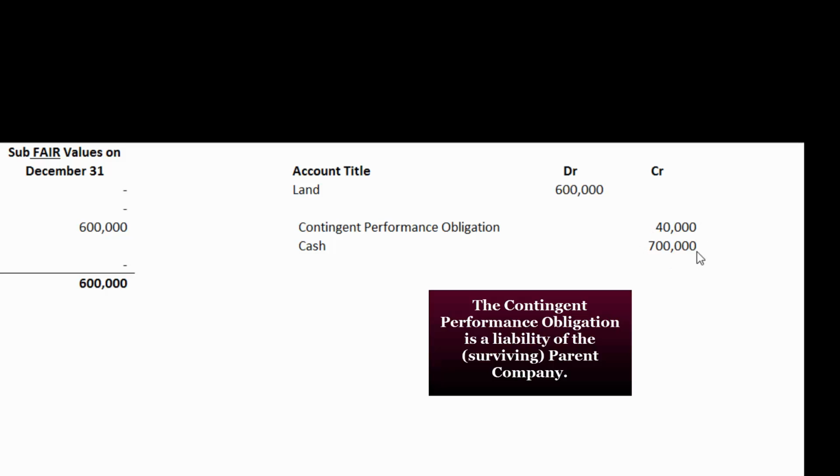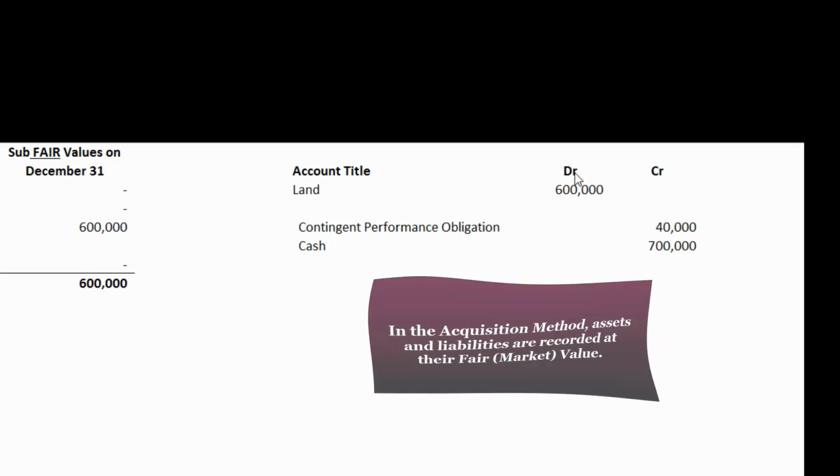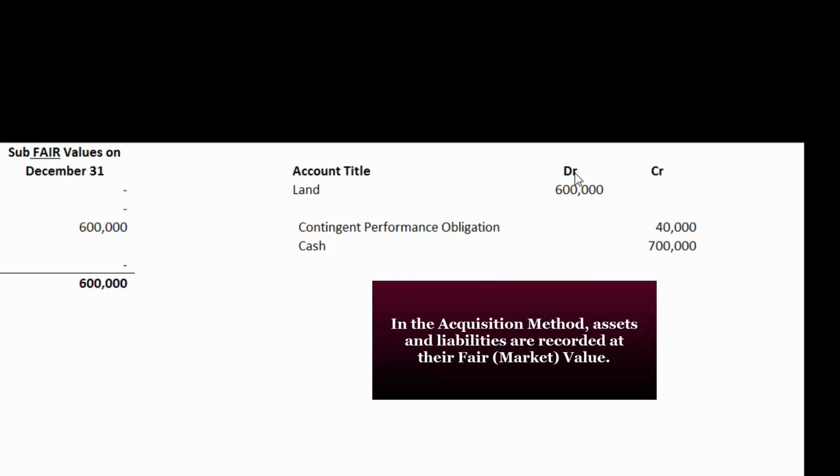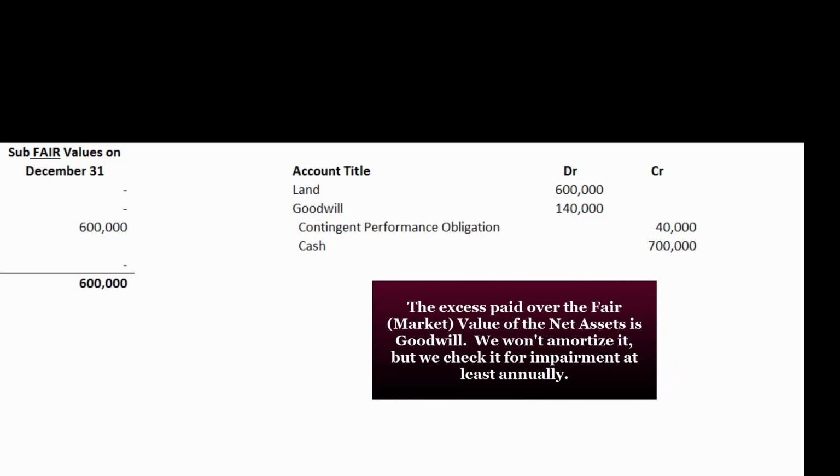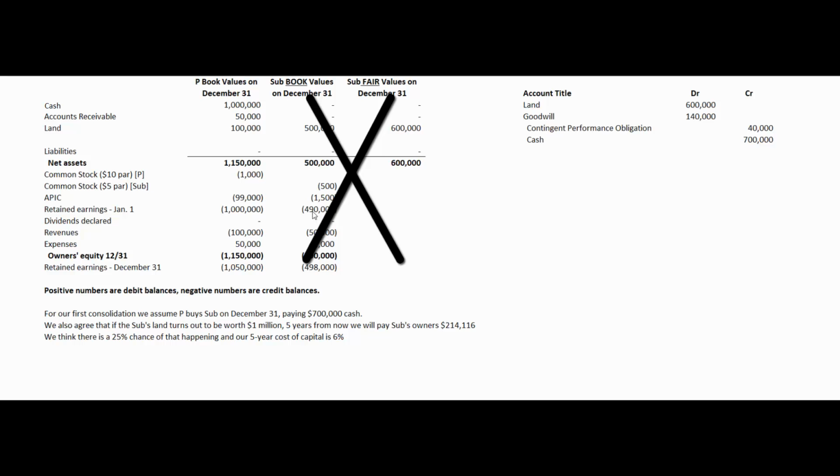We're paying them $700,000 cash. That land has a fair value of $600,000. Remember, we're in the acquisition method, so their assets and liabilities go on our books at their fair value. That journal entry doesn't balance. What do we need? If we pay more than the fair value of the net assets for a company, that extra bit is called goodwill, that intangible asset that hangs out on our balance sheet, and we'll check it for impairment every year, at least every year. And now we'll dissolve the sub, and all that's left is the parent.